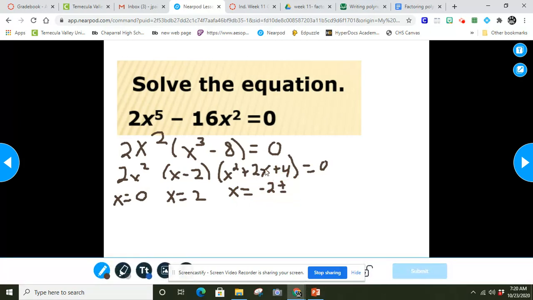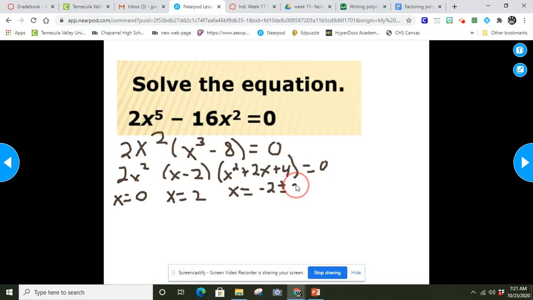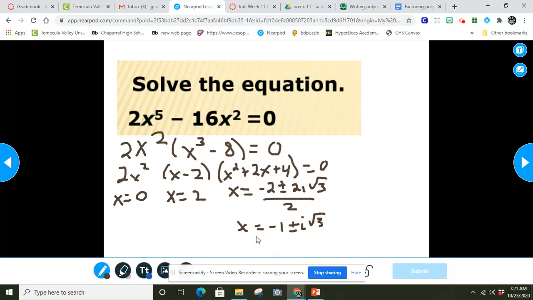So you're going to get 4 minus 16, negative 12. So 2i rad 3 all over 2. And divide everything by 2. So negative 1 plus or minus i rad 3. So again, I have 2 imaginary and I have 3 real. Remember, this is a multiplicity of 2. I only write it once, but it was x squared. So I have 5 answers.